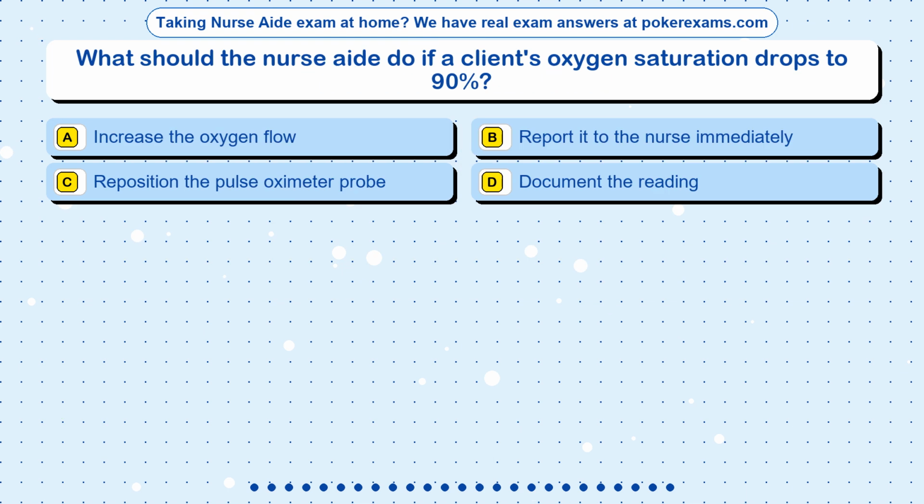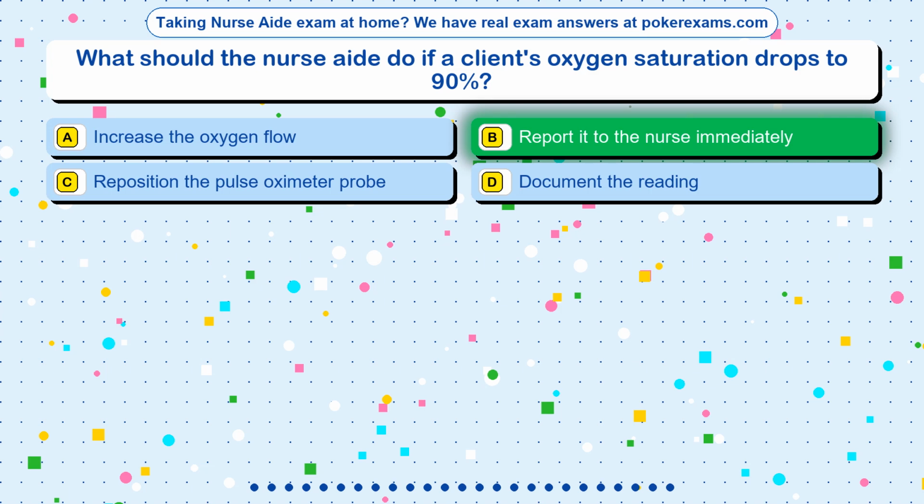Question 15. What should the nurse aide do if a client's oxygen saturation drops to 90%? Option A, increase the oxygen flow. Option B, report it to the nurse immediately. Option C, reposition the pulse oximeter probe. Option D, document the reading.